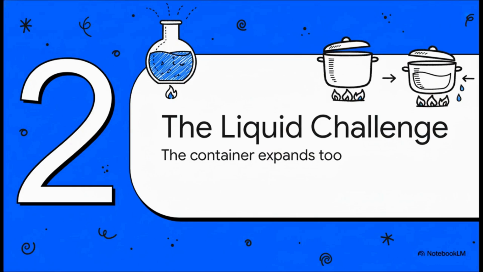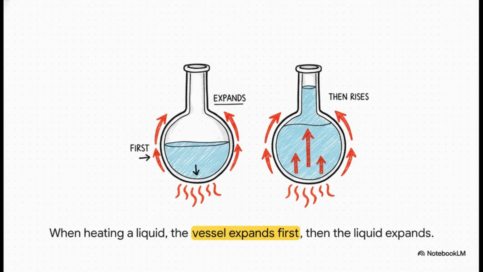Right, solids seem pretty straightforward, but what about liquids? This is where things get a little bit tricky because, when you heat a liquid, you almost always have to heat up its container too, and that container is also expanding. This picture here shows you exactly what's going on. When you apply heat, the glass flask actually expands first, which, believe it or not, can make the water level drop for just a second. Then, as the liquid itself starts to heat up, it expands way more than the glass, and the level shoots up.